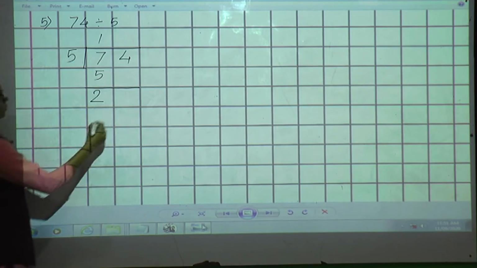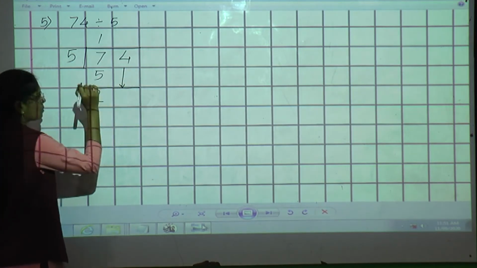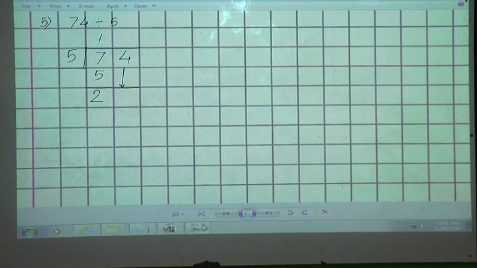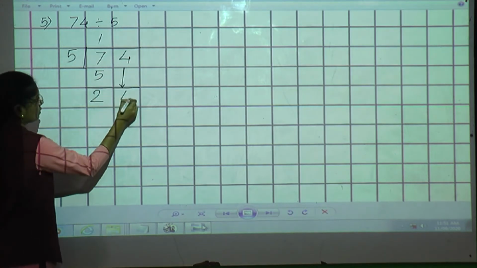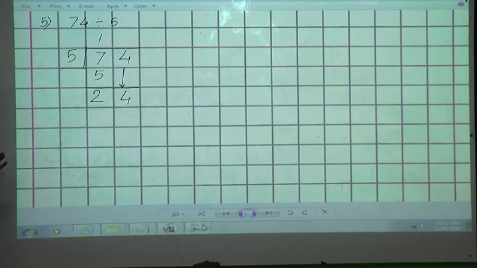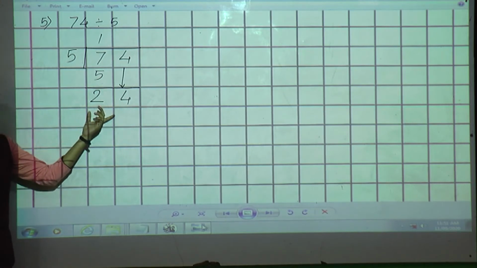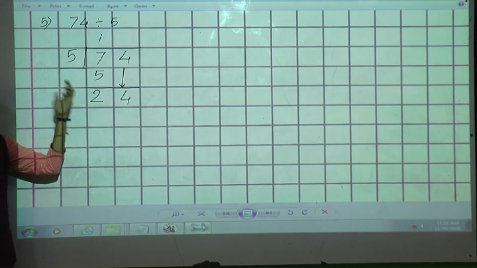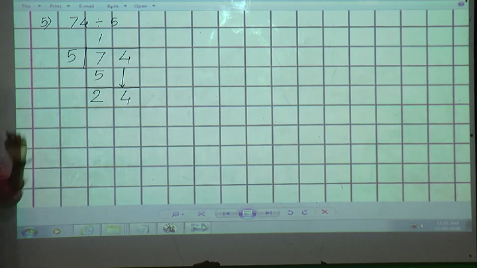In step 2, we will take this number down. So draw one arrow there and take this 4 down. Now here we have the number 24. Again, see, in the table of 5, can you see the number 24? No, 24 is not there. So we will take the number smaller than 24.